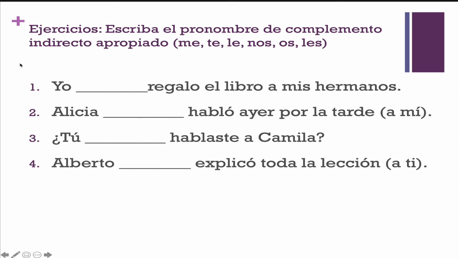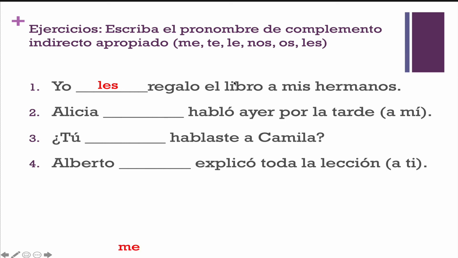Escriba el pronombre de complemento indirecto apropiado: me, te, le, nos, os, les. I'll do number 1 with you and then maybe you can pause and try to complete the rest and then come back and check your answers. Yo les regalo. I give a gift to whom? To the book or to my brothers? To my brothers, huh? Entonces sería les, to them. Okay? Les. So try to do the rest, pause, and then come back and see if it's correct, okay? Háganlo y vean si está correcto.